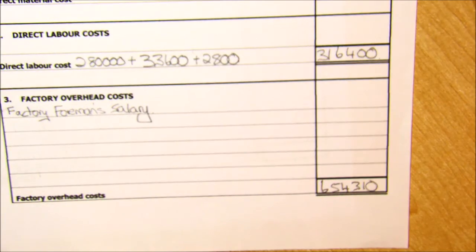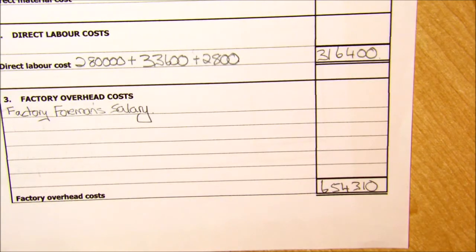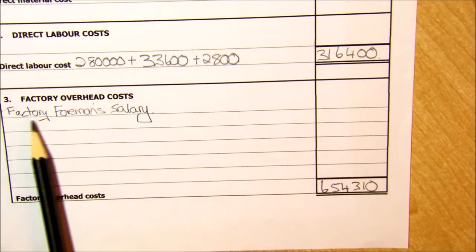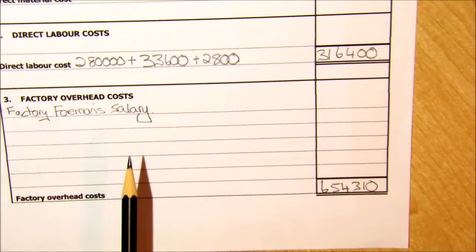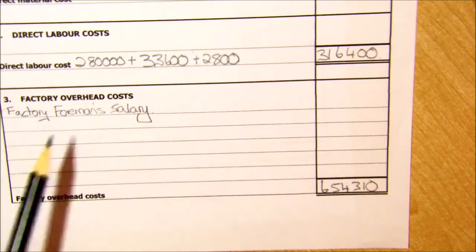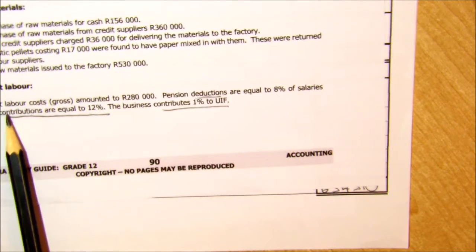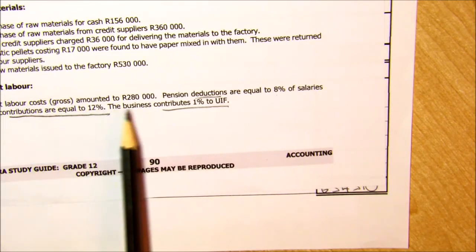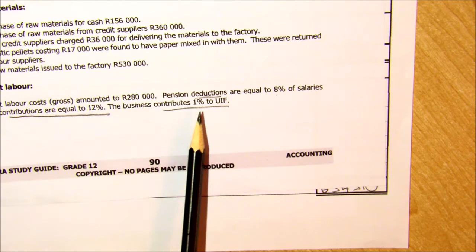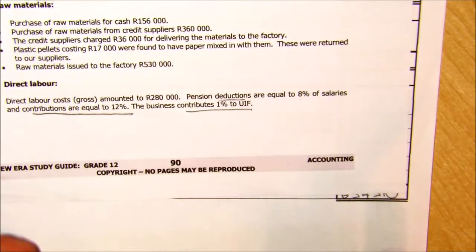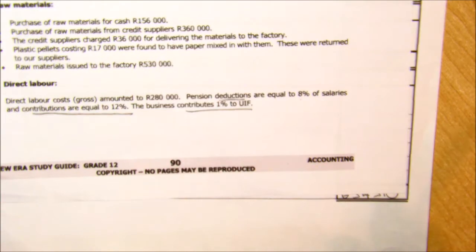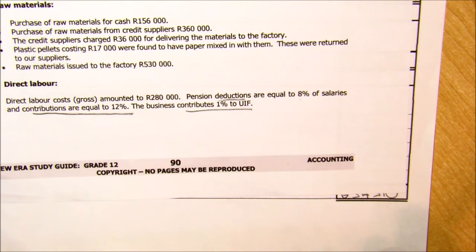The other thing to notice is that on your factory overhead costs, they did write in factory foreman salary. Now if we have a look at our actual exercise where we looked at labor, which we've already done, they spoke about the direct labor, and there was nothing mentioned here about a foreman's salary. So we'll have to look and see if they'll give us somewhere else.